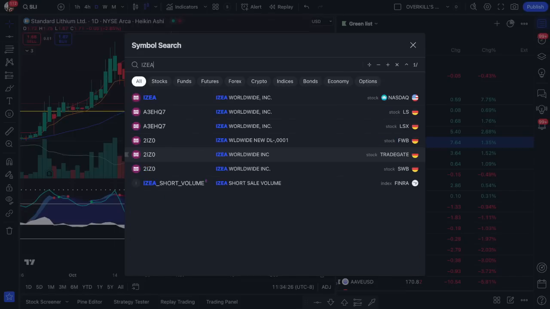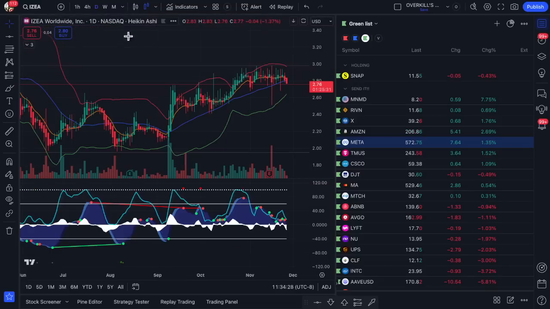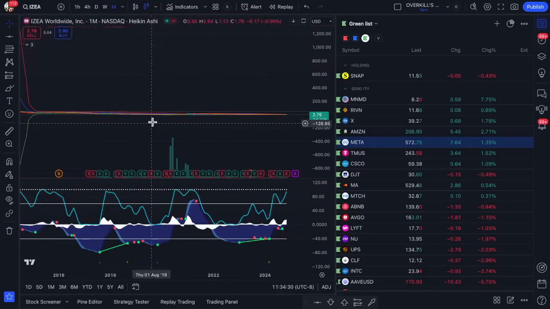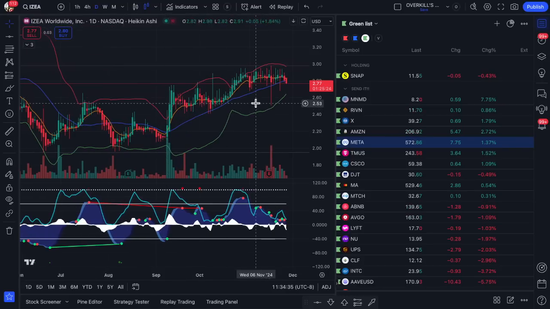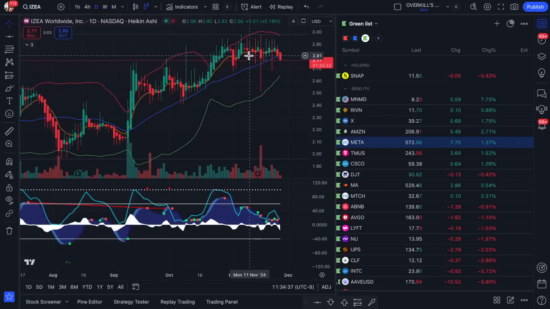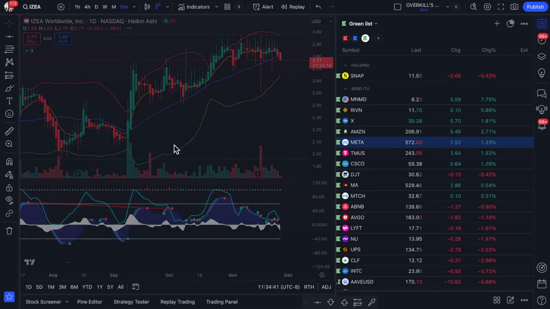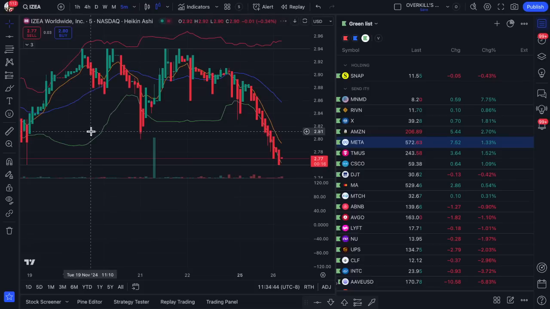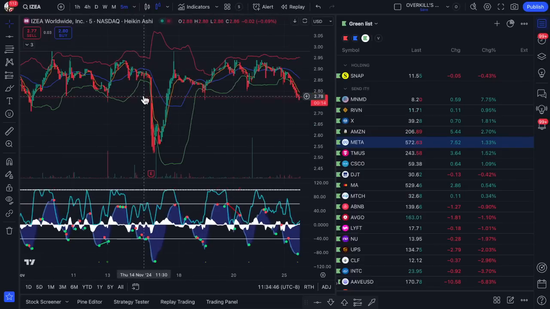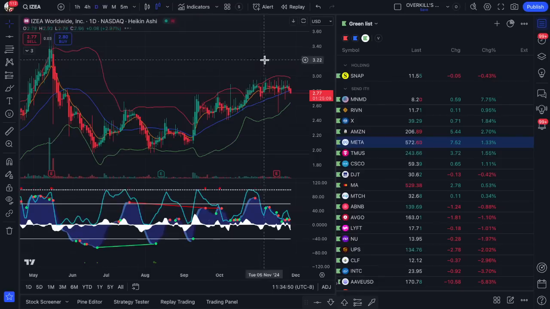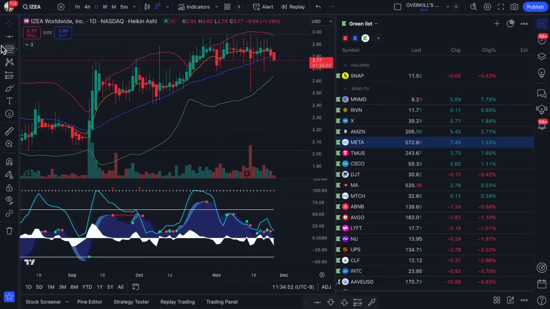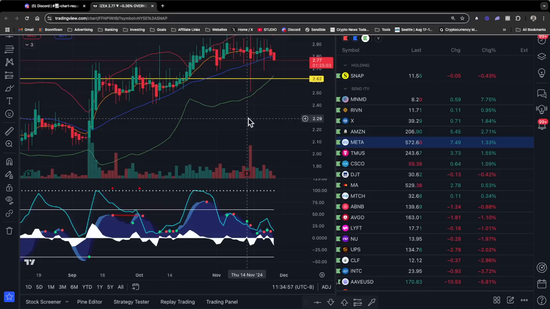IZEA Worldwide. Another penny stock here. Illiquid, really. I don't trade illiquid names like this. I'm not a big penny stock trader. If you're trading penny stocks, I'd be in on the 5-minute chart probably. I wouldn't hold these penny stocks overnight because I have no idea what they are. But yeah, I don't got a lot for you on this one. 2.60 is probably a level you want to put your stop loss at right there, 2.62.